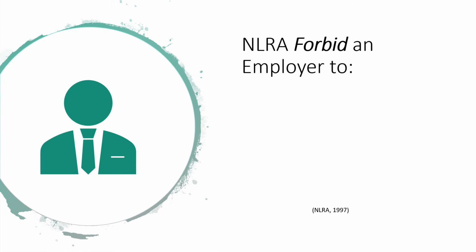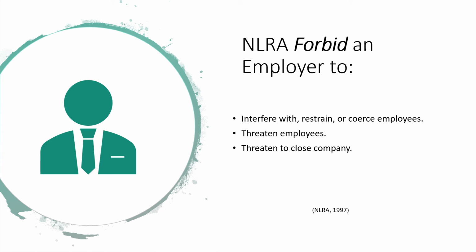Unfair labor practices in Section 8 of the NLRA forbid an employer to interfere with, restrain, or coerce employees in the exercise of the rights guaranteed in Section 7. As a manager, some of the things you must not do in regard to union activity are threaten employees with loss of job or benefits, threaten to close down the company, question employees about their union activities, spy on union gatherings. To put it in a nutshell, it is illegal for an employer to discriminate in employment because of an employee's union activities within the protections of this act.